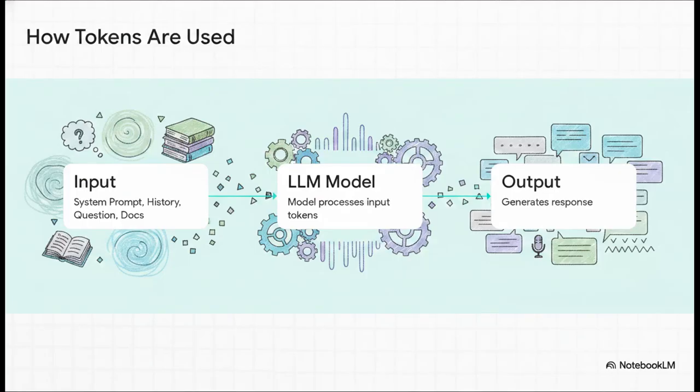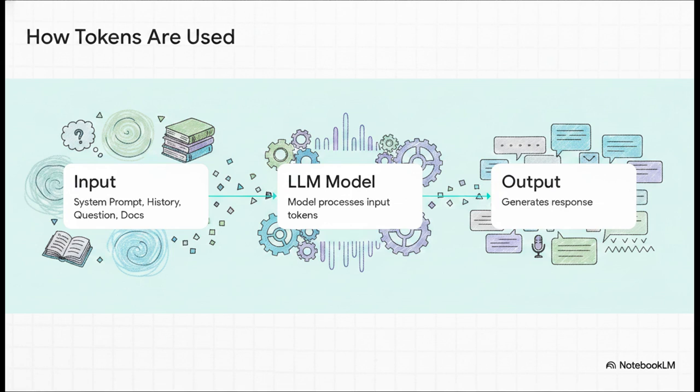Now that we know what a token actually is, let's speed things up a bit and trace the journey of these tokens from the exact moment you hit enter on your keyboard. It all happens in a really simple, logical three-step flow. First up, we have step 1, which is the input. And this isn't just your immediate user question. The system actually gathers everything.